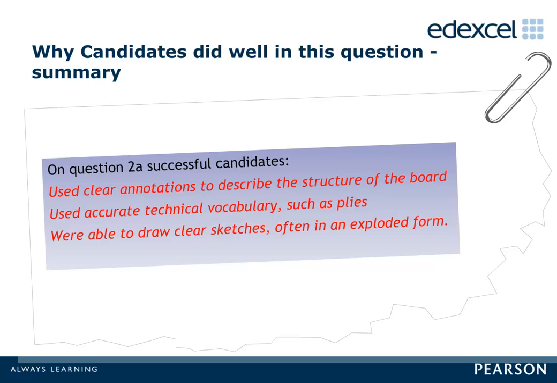For this particular question, those candidates who achieved full marks did so because they were able to present their knowledge of the structure of foil-lined board clearly. They used annotations clearly and effectively in order to describe the structure of the board. They also used the correct technical terminology, such as liners and plies, although credit was still given to candidates who used alternative terms such as layers. The diagrams provided by higher achieving candidates were generally clearly presented and, similar to the example shown, were in an exploded form.